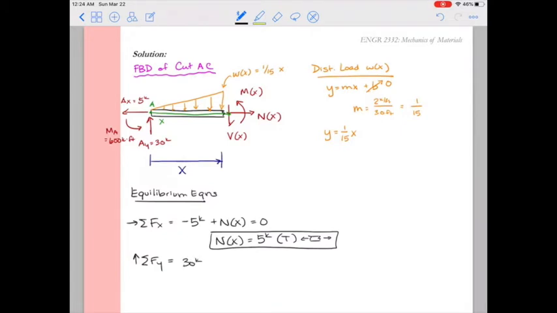Next, I'll sum forces in the y direction. This gives me 30 kips minus V of x at my cut, and then minus, and I need the resultant of this distributed load again. So let me go ahead and color that in, and this distributed load is different than the last one. It's the same principles. I'll put in my resultant force R so that I distinguish it from the previous one. Let me call this R2.